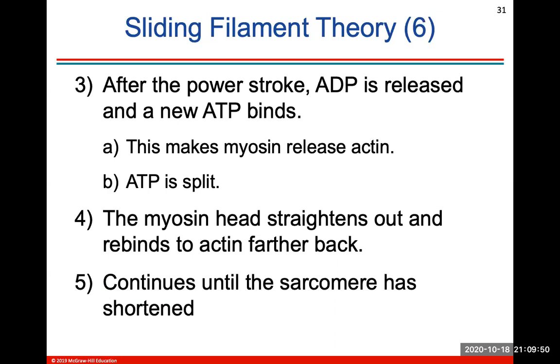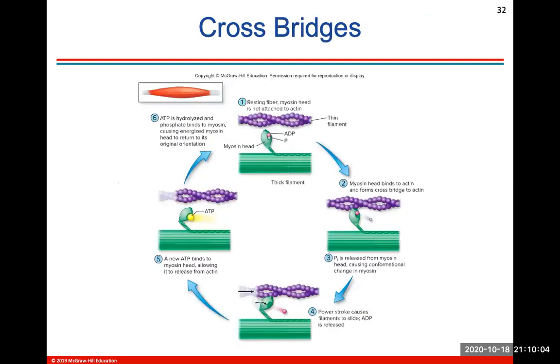After the power stroke, ADP is released and a new ATP binds. This makes myosin release actin. ATP is split. The myosin head straightens out and rebinds to actin farther back, and it continues until the sarcomere has shortened. So this takes you through the cross bridge cycle.